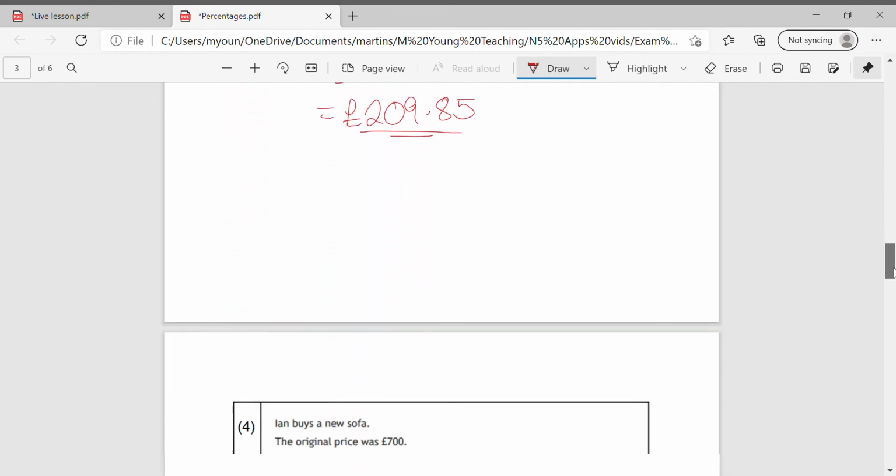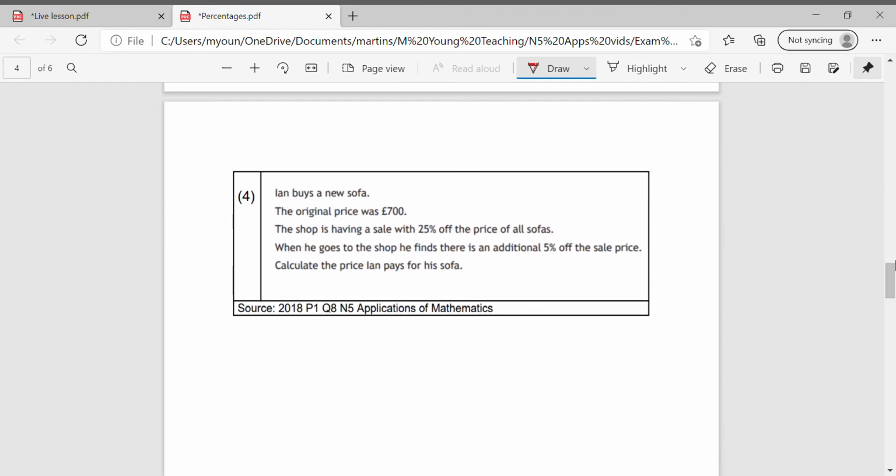Okay, question number 4. Ian buys a new sofa. The original price was £700. The shop is having a sale with 25% off the price of all sofas. When he goes to the shop, he finds that there's an additional 5% off the sale price. Calculate the price Ian pays for the sofa.